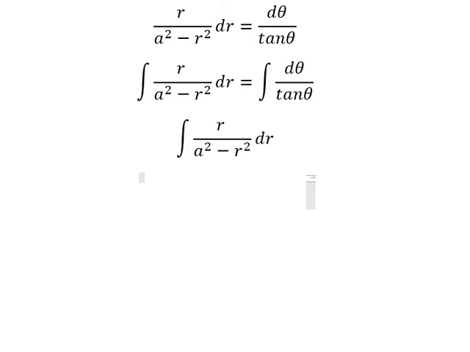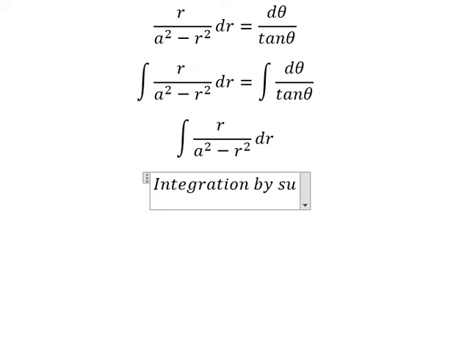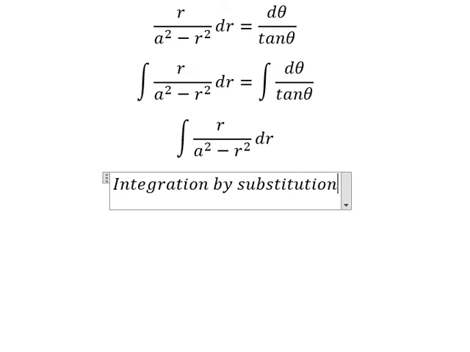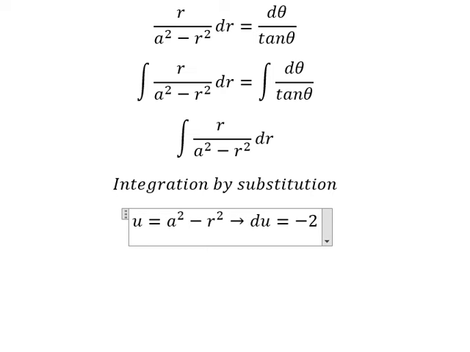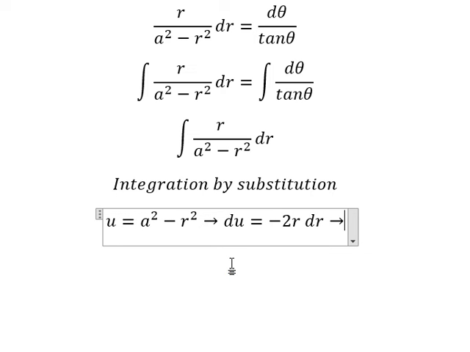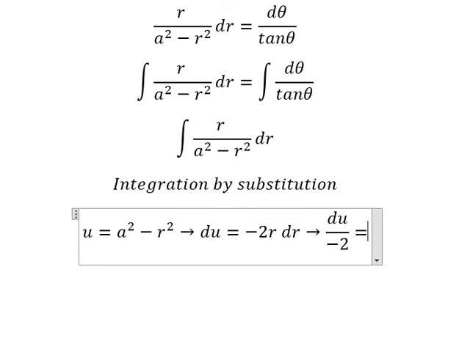So we need to use integration by substitution. I will put u equals a squared minus r squared. So we need to first take the derivative of both sides, and we have du equals negative 2r dr. Because we don't have negative 2, we need to divide both sides by negative 2.